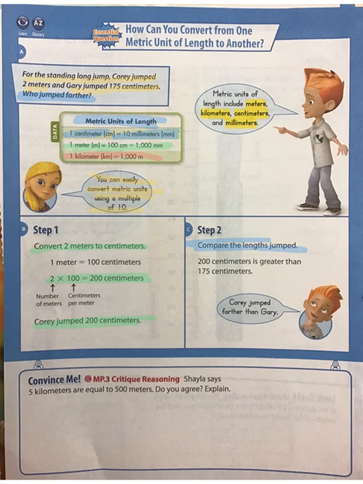Then, step 2, we just need to compare. So 200 centimeters is greater than 175 centimeters. So Corey jumped further than Gary.